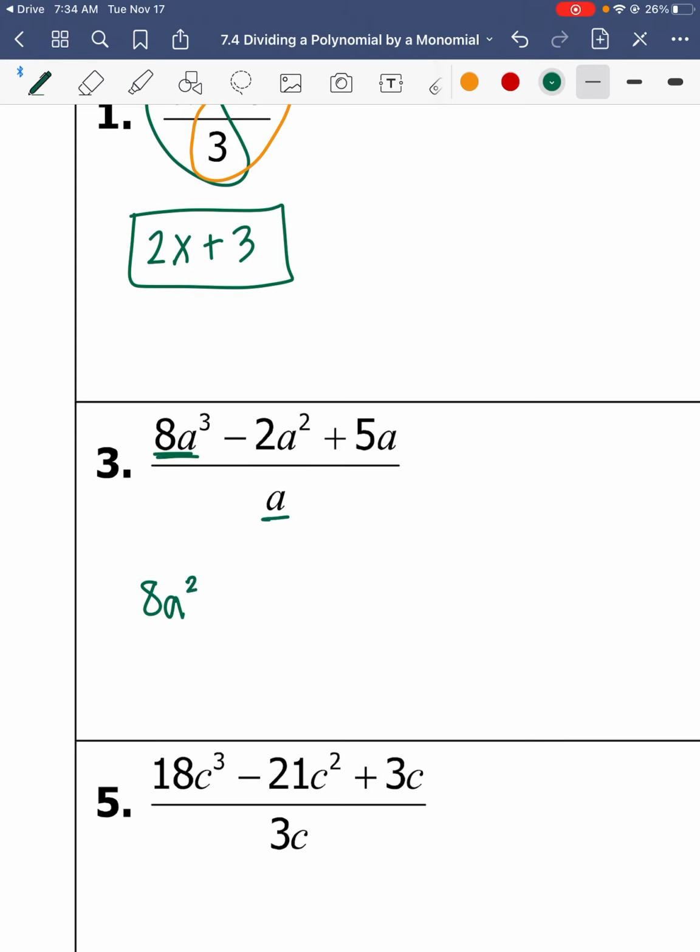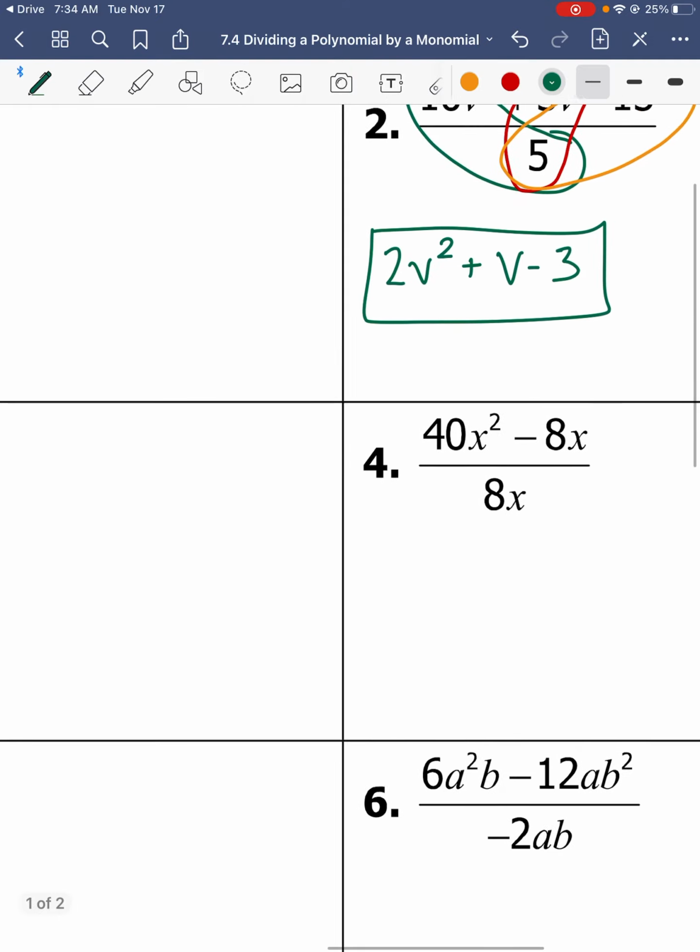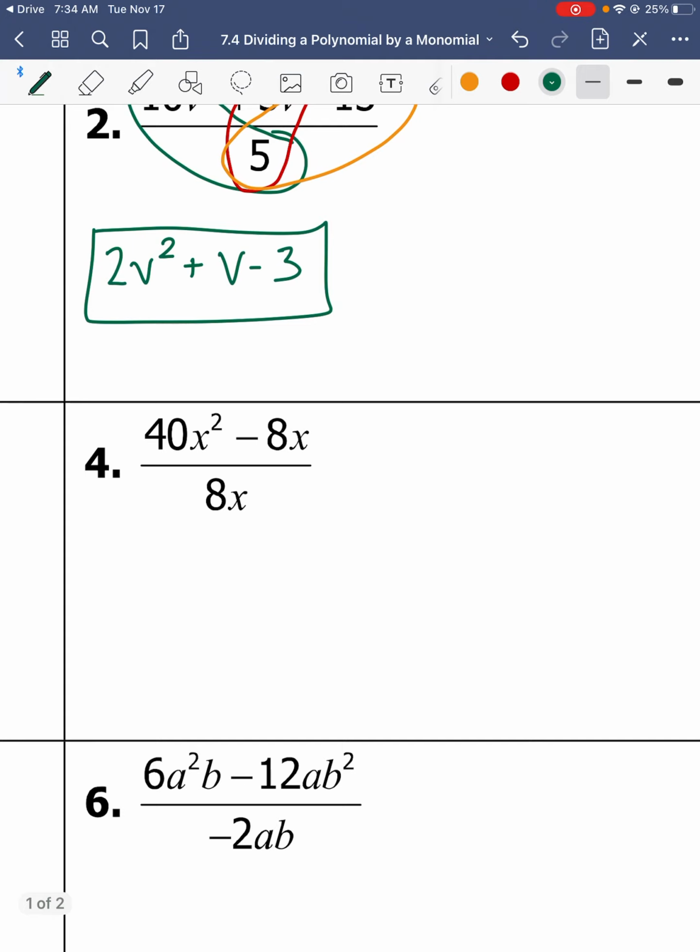Number 3, so let's look at 8a cubed divided by a. That's 8a squared. And then negative 2a squared divided by a is negative 2a. Okay, so the negative 2 stays, then we just have a squared divided by a, which is also equal to a to the 2 minus 1, which is a to the 1, which is just a. And then 5a divided by a is just going to be plus 5 here.